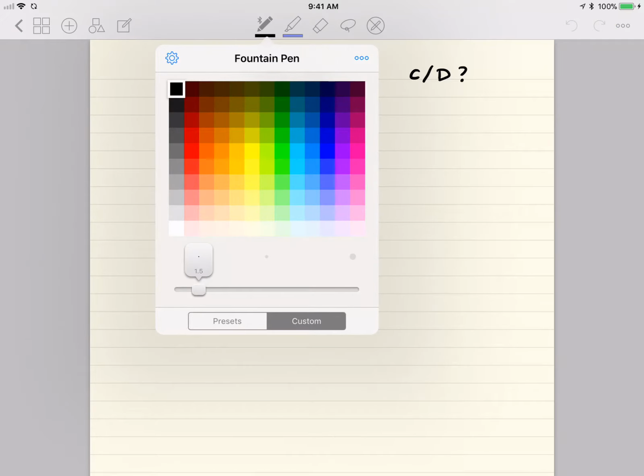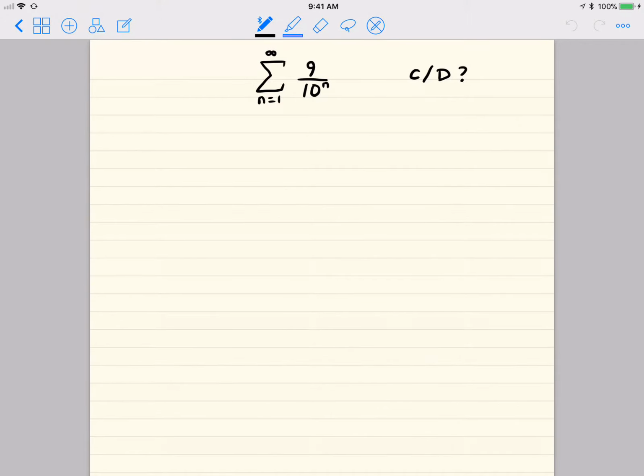So in order to determine if this series converges or diverges, we need to find the limit as n goes to infinity of the sequence of the partial sums. All right, so that's going to determine whether our series converges or diverges. So let's start off with listing our terms, the terms of the series.